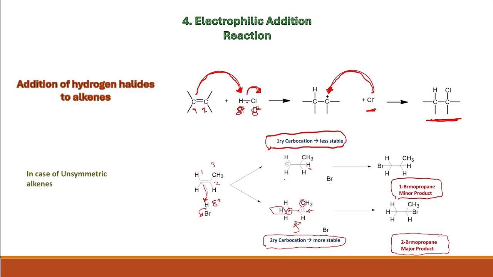Remember, the second step in the mechanism is the attack of the bromide. The bromide will attack the electron-deficient, positively charged carbon.